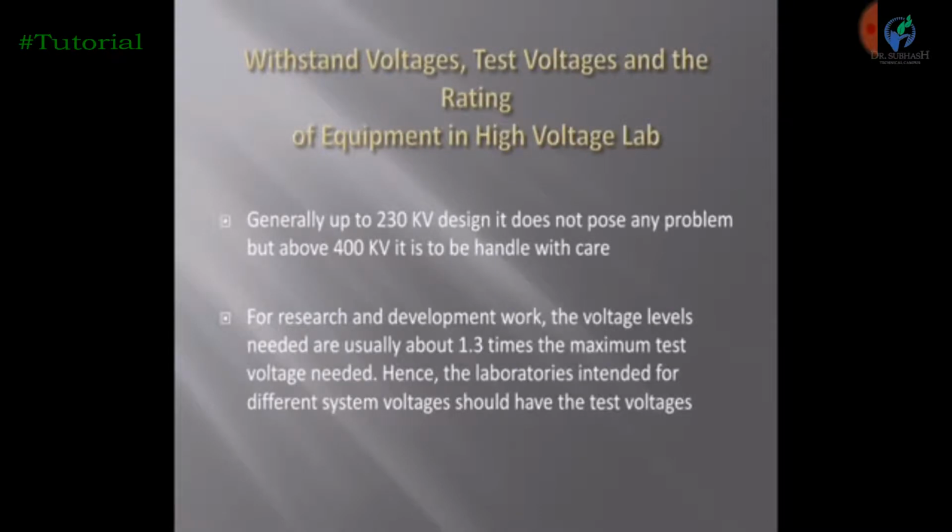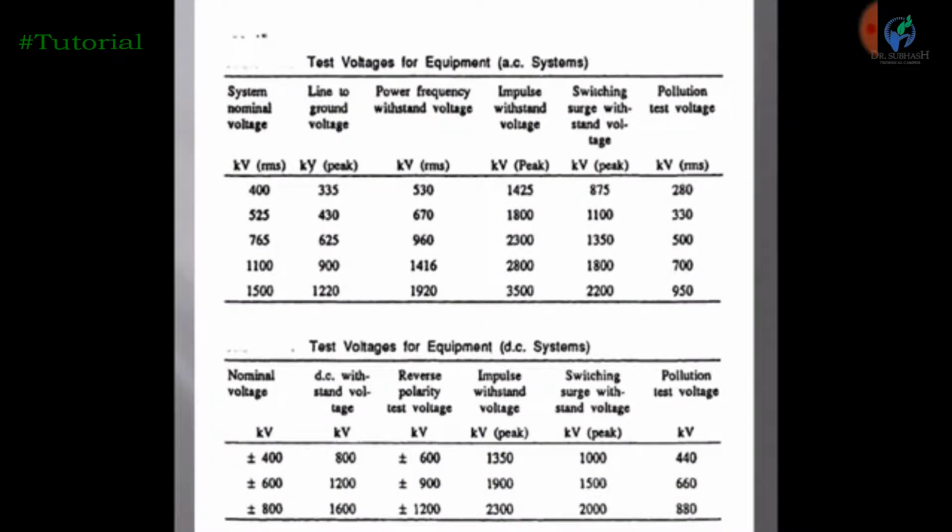Withstand voltages, test voltages, and the rating of equipment in a high voltage lab. Generally up to 230 kV design it does not pose any problem, but above 400 kV it is to be handled with care for safety purposes. For research and development work, the voltage levels needed are usually about 1.3 times the maximum test voltage needed. Hence, the laboratories intended for different system voltages should have the corresponding test voltages. These are the test voltages for equipment in AC systems.